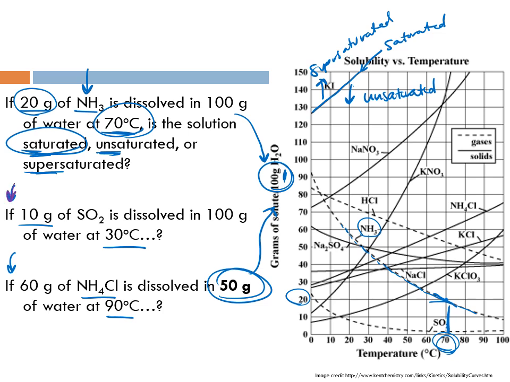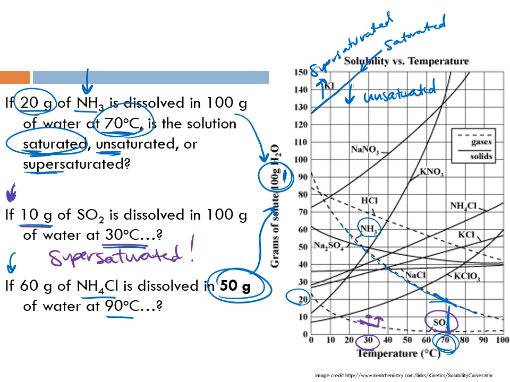All right, let's look at this one. 10 grams of SO2 at 30 degrees Celsius. We go to 30 degrees Celsius, we go up to 10 grams. That's right there. Our line for SO2 is here. We are over the line. That makes this supersaturated. It's a supersaturated solution because we have more than the maximum total possible dissolved at that temperature.